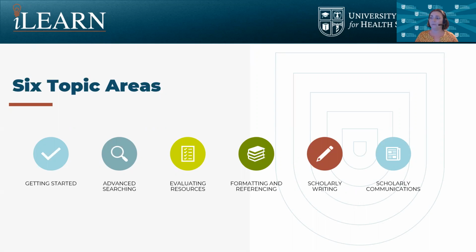So I mentioned that we have 6 main topic areas. This is mostly for organization's sake, right? So there's multiple modules under each topic area, but they're divided into getting started, advanced searching, evaluating resources, formatting and referencing, scholarly writing, and scholarly communications.